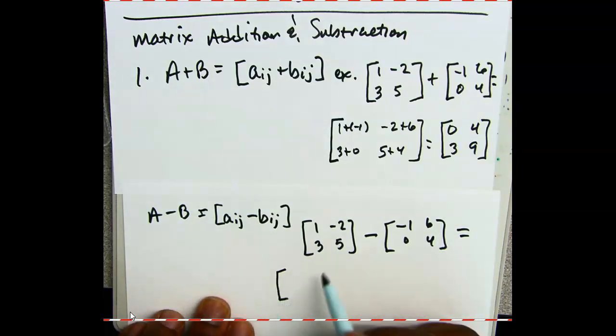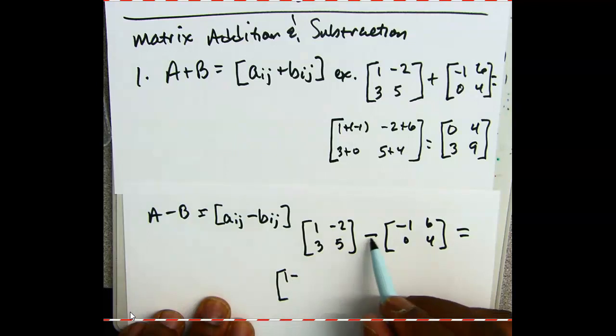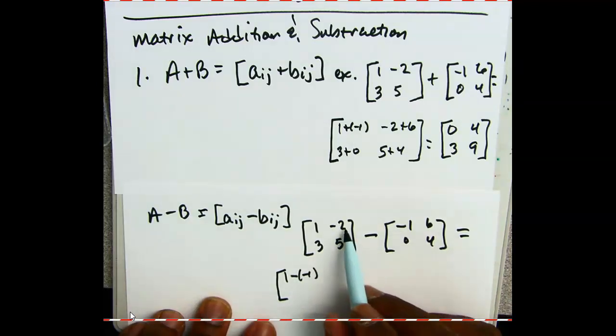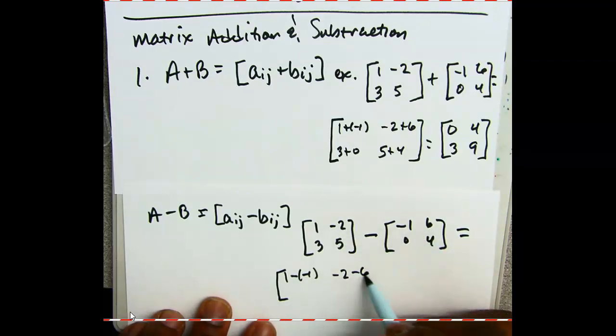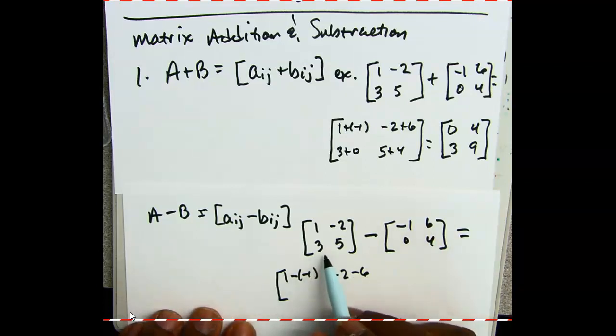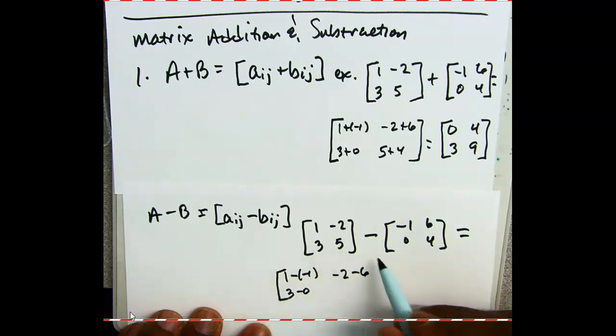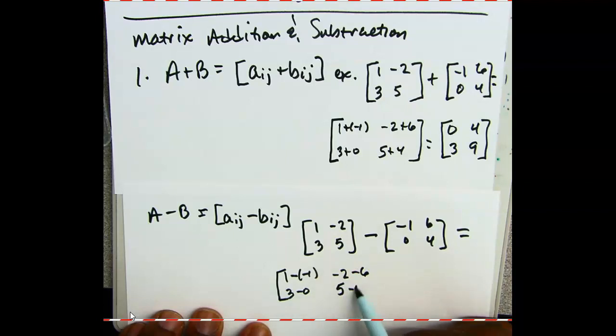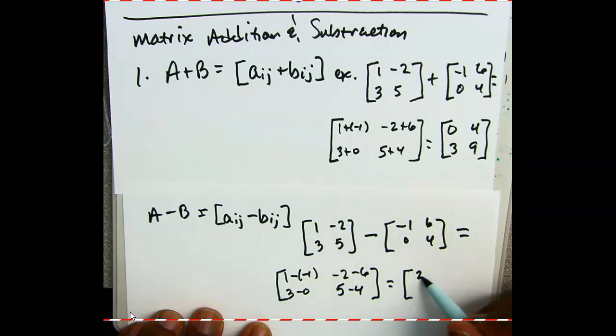So that would equal 1 minus a negative 1. And row 1, column 2, that would be negative 2 minus 6. Row 2, column 1, 3 minus 0. And then finally in row 2, column 2, 5 minus 4. So our final answer here would be 2, negative 8, 3, and 1.